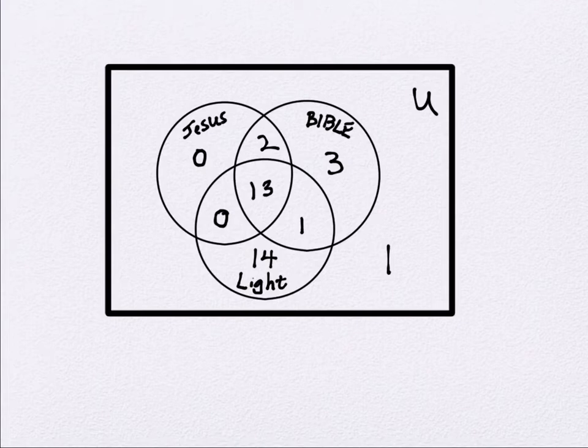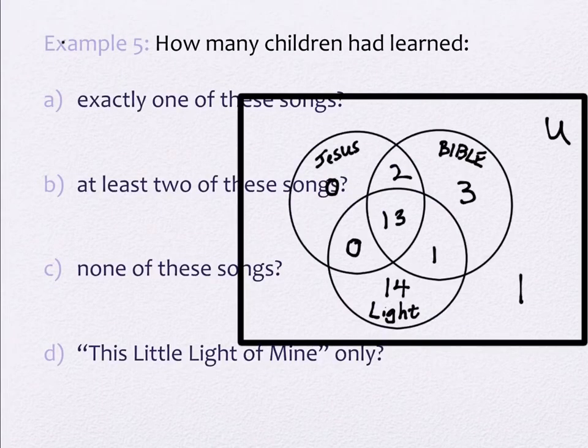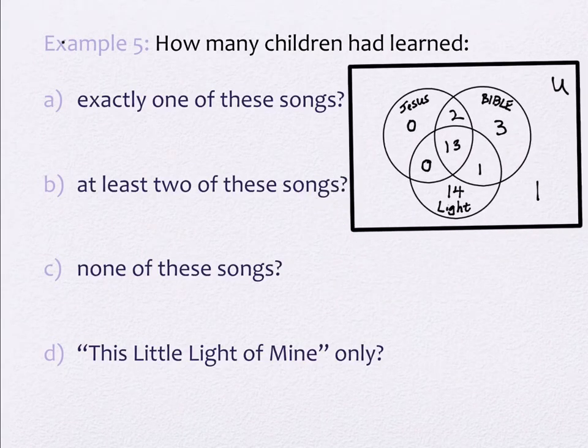And I need this to answer the questions over here. And because I can, I just copied and pasted it. How cool is that? Yeah, it's really nice. Okay, here's my diagram, and we're going to use it to answer our questions. The first question said, how many children had learned exactly one song? So looking at this diagram, which parts of this diagram are the exactly one song parts? 0, the 3, and the 14.